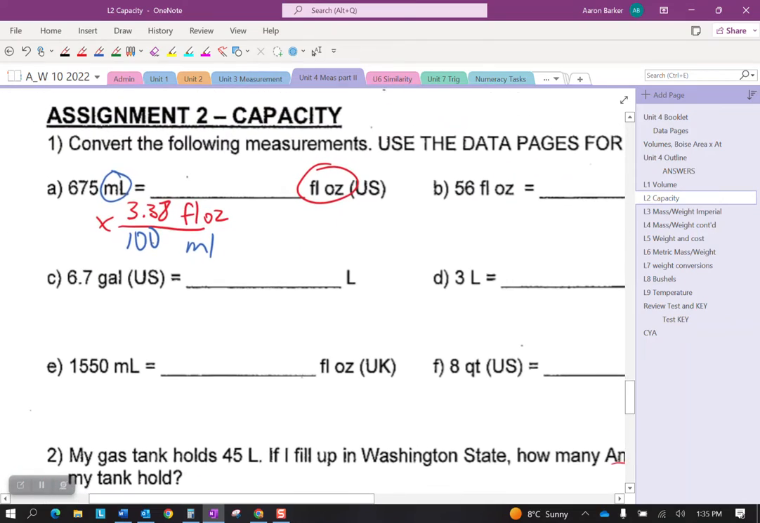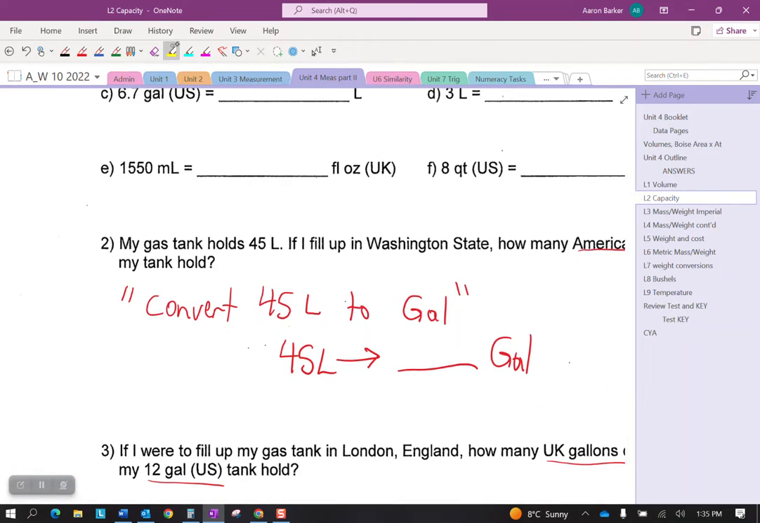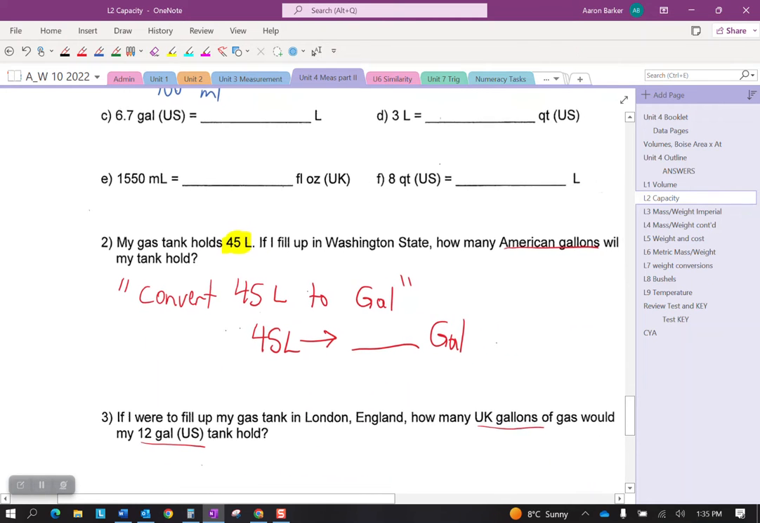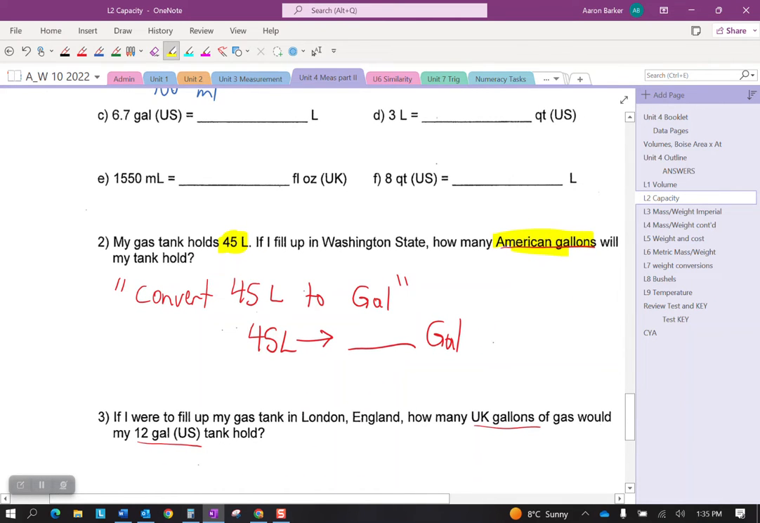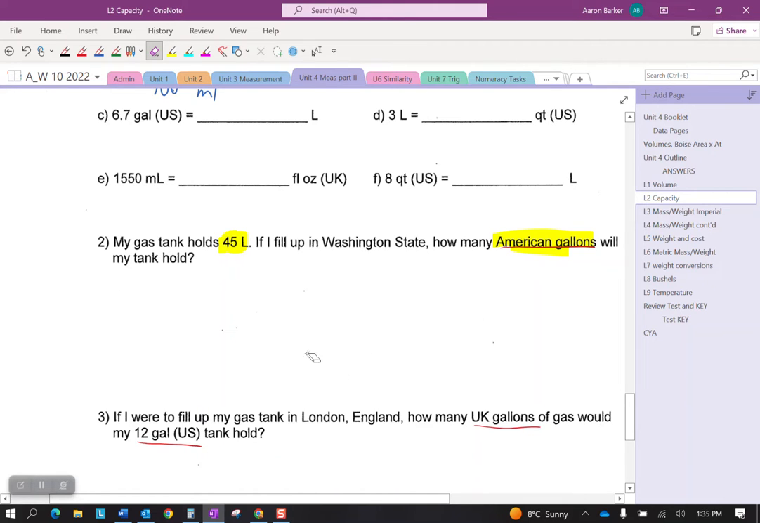So question number 2, it's saying here, gas tank holds 45 liters. How many American gallons will my tank hold? Okay. So in order to do that, on Google, you have to type it in specifically. What word do you have to start by typing? Exactly. So you would start by typing convert 45. Now you don't even need to type the word liters. You just need to put the symbol, a capital L. Then you type to U.S. gallons. Now you can write gallons, and I'm sure you'll go to U.S. gallons because we're right next to the United States.